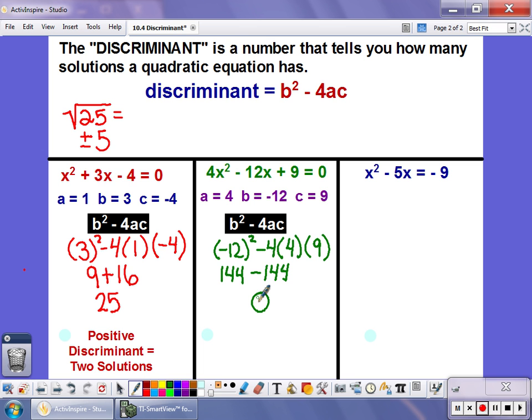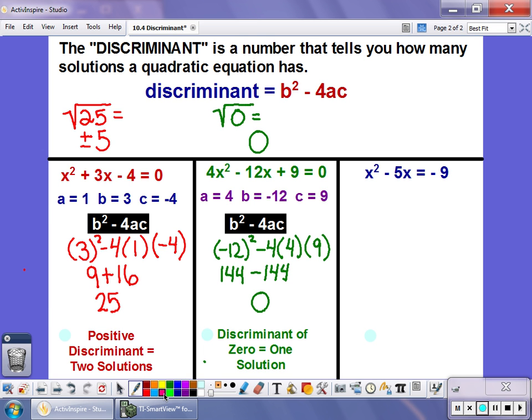Now, discriminant of 0, again, let me explain what this means. That means my next step, if I were using the quadratic formula, would be to take the square root of 0. When you take the square root of 0, you only have one answer, 0. So any time you have a discriminant value of 0, it means you have one solution, because the only square root of 0 is 0.